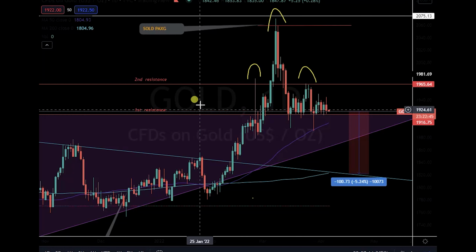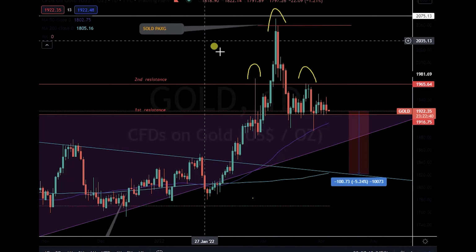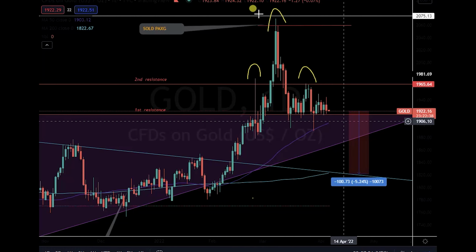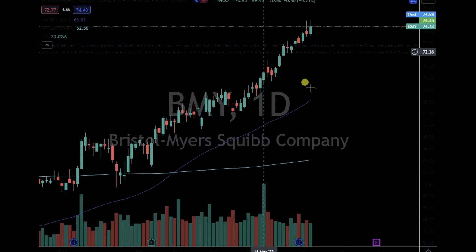But you're getting close to what is now support. These are our two original levels of resistance. Now there's support and resistance. So once you break that, I definitely see a bit more downside in gold.